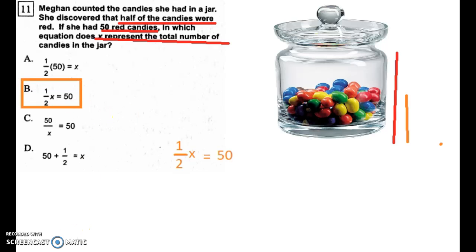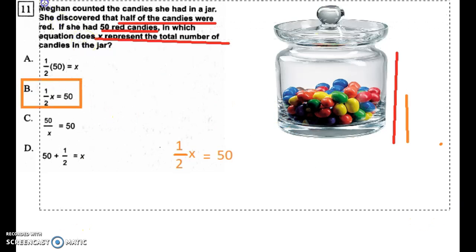I don't know about you guys, but I'm craving some red peanut butter M&Ms. If you guys want to bring me some tomorrow, I will not be mad at you.